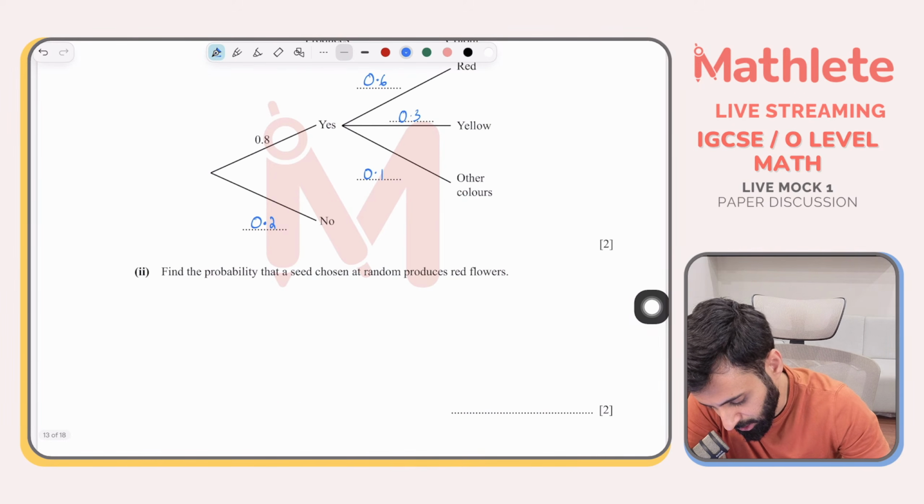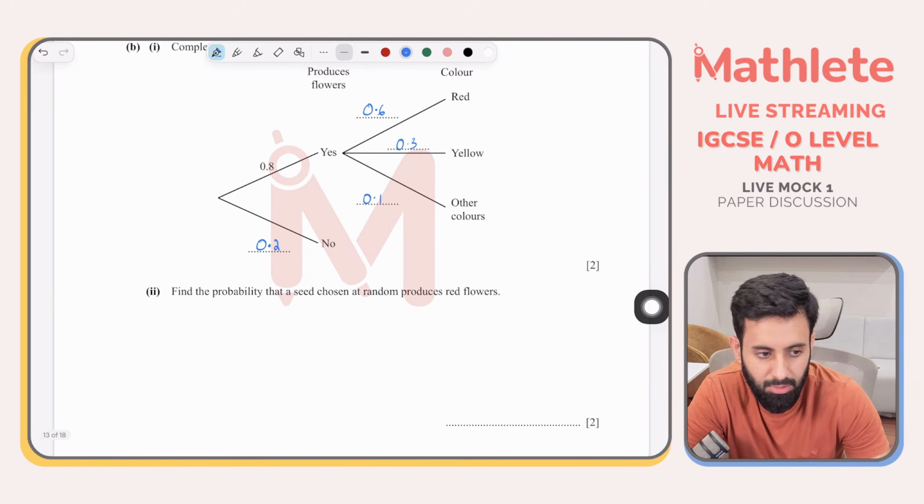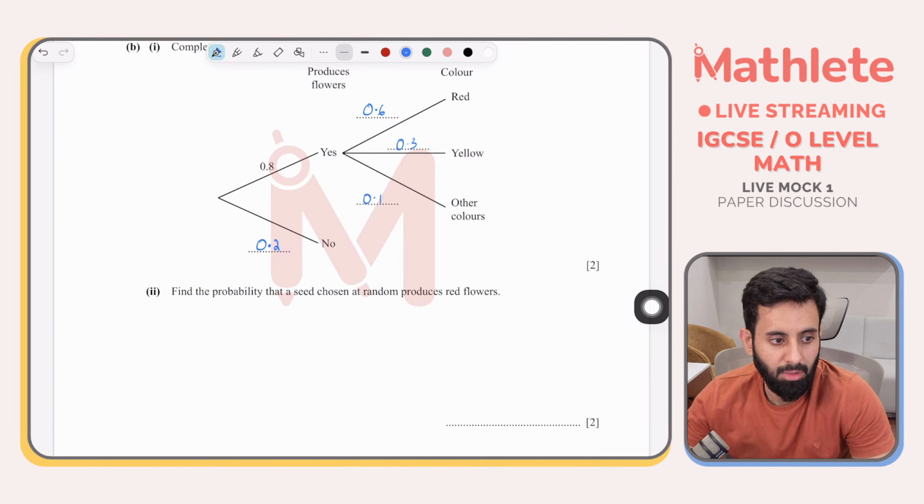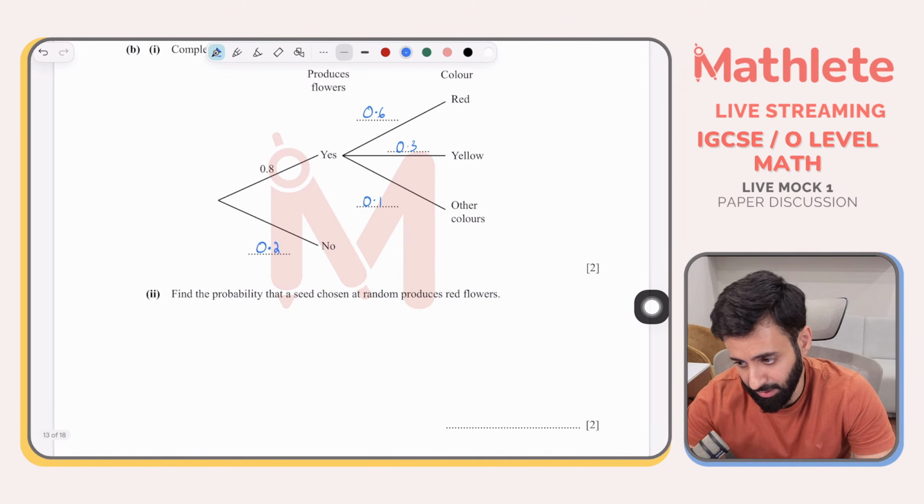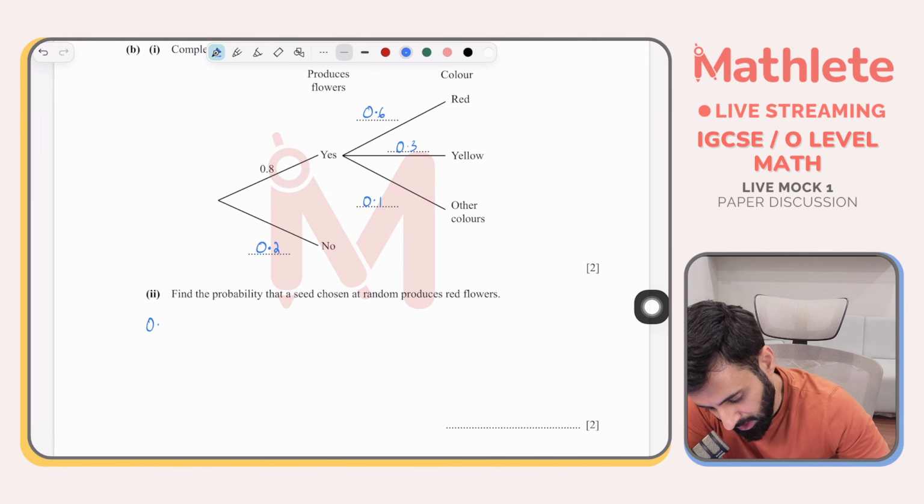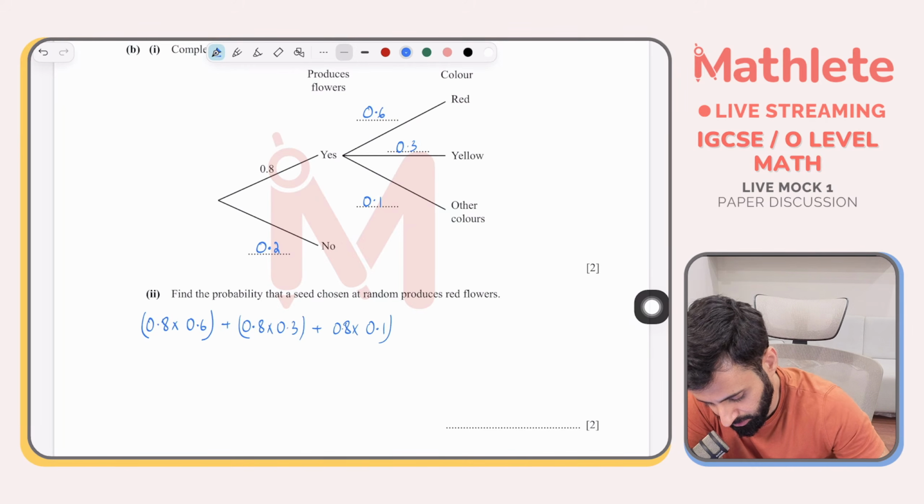Find the probability that a seed chosen at random produces flowers. Okay. So how do we do this? How many ways is it possible that the seed produces flowers? 0.8 into 0.6, red flower. If you write it as a fraction, that's okay, no problem. 0.8 into 0.3, yellow flower, or 0.8 into 0.1.